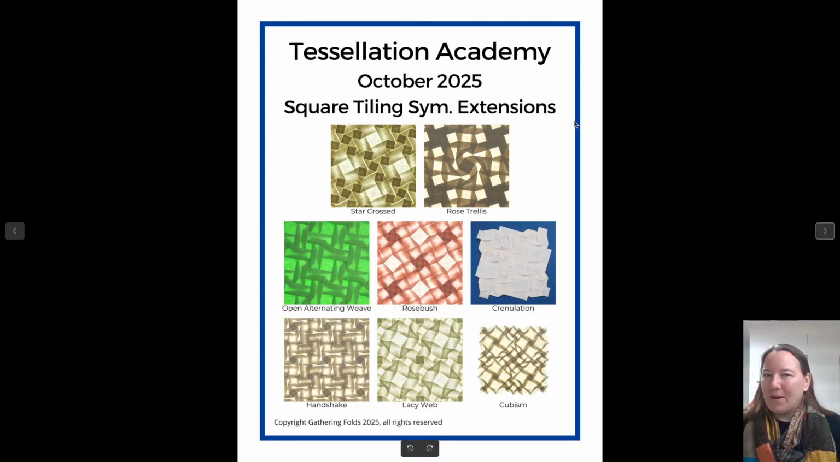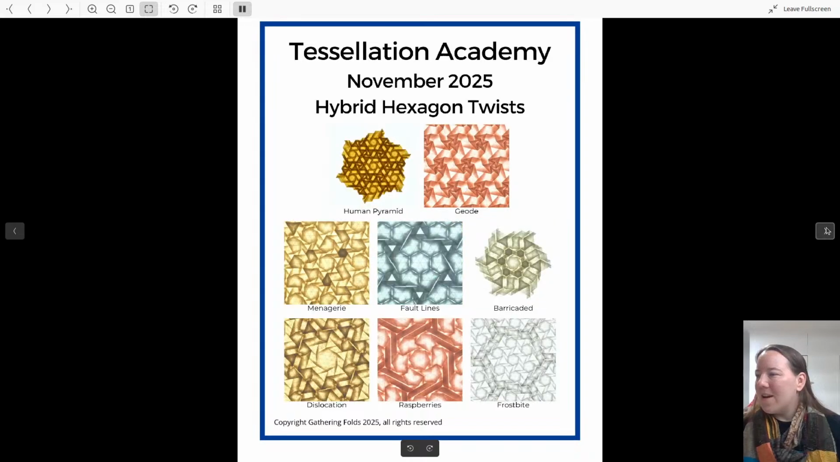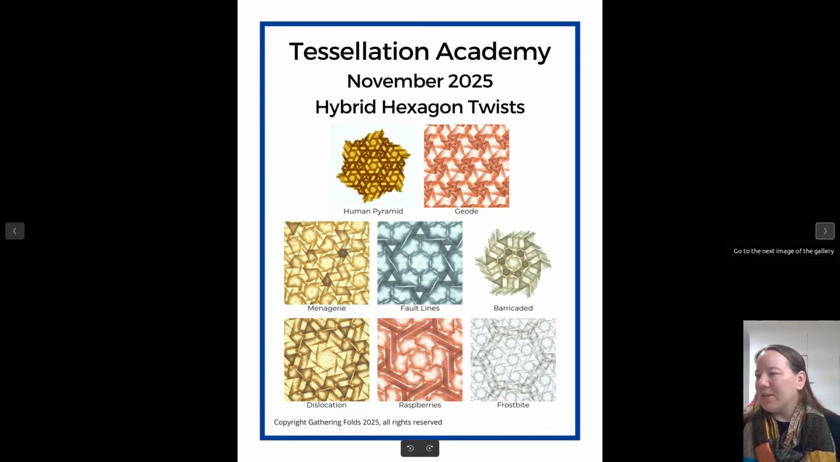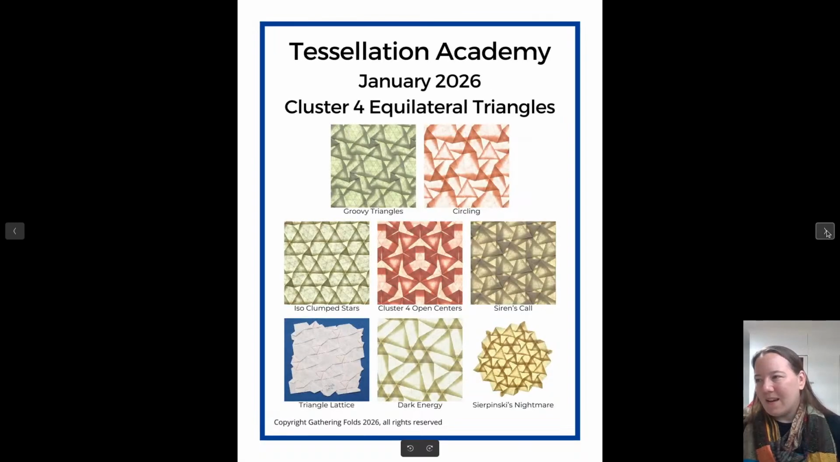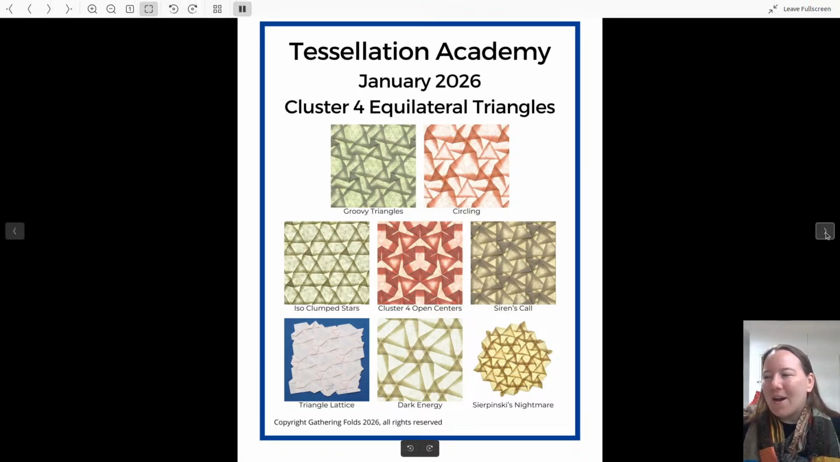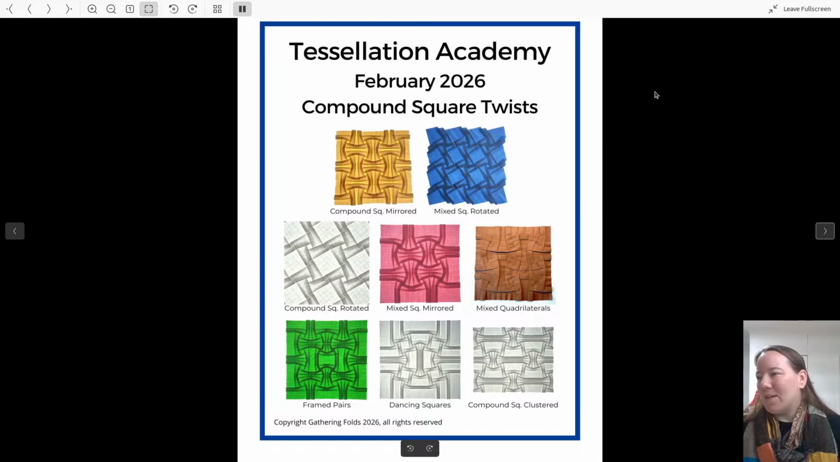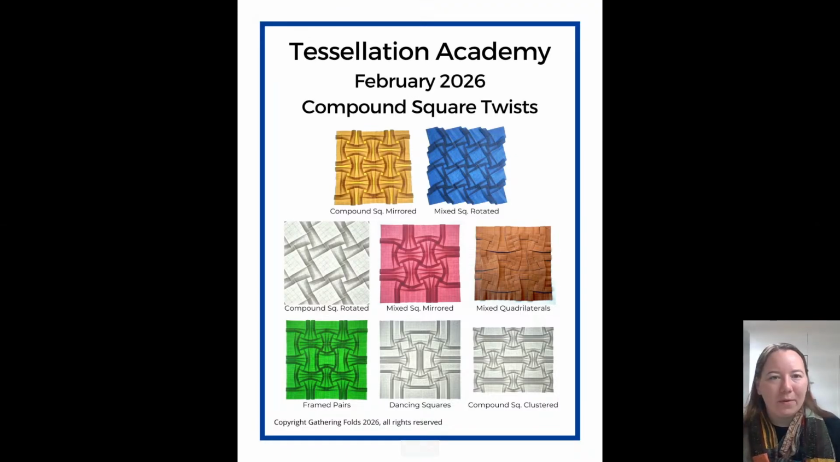There's square tiling symmetry extensions coming up in the fall. Hybrid hexagon twists in November. December is going to be on mixed depth hexagon twists. And January we'll have an easy topic, clusters of 4 equilateral triangles, although I will show how to make it hard with dense spacing. And next February will be the compound square twists.